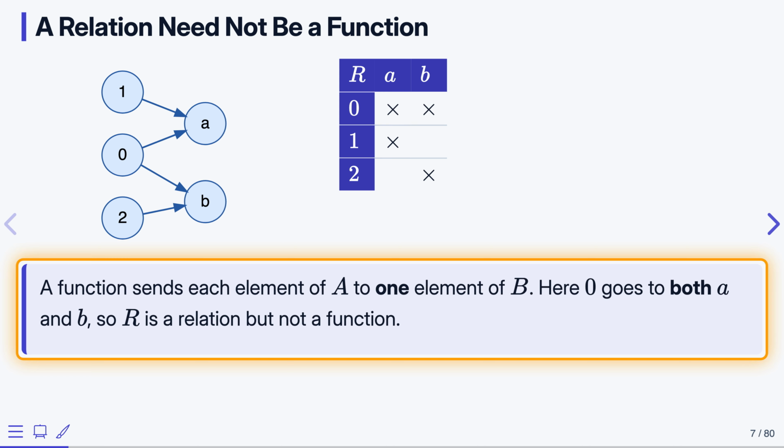Now the point of this slide. A relation is more general than a function. In a function, each element of A points to exactly one element of B. In a relation, an element of A may point to many elements or to none. Look at 0. It points to a, and it also points to b, so this relation is not a function.